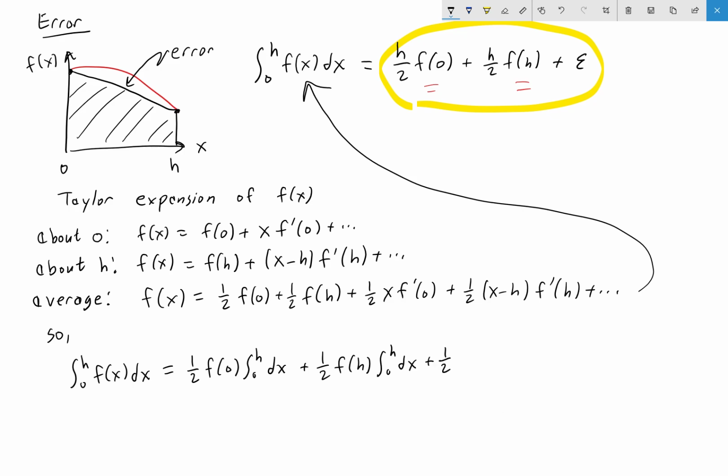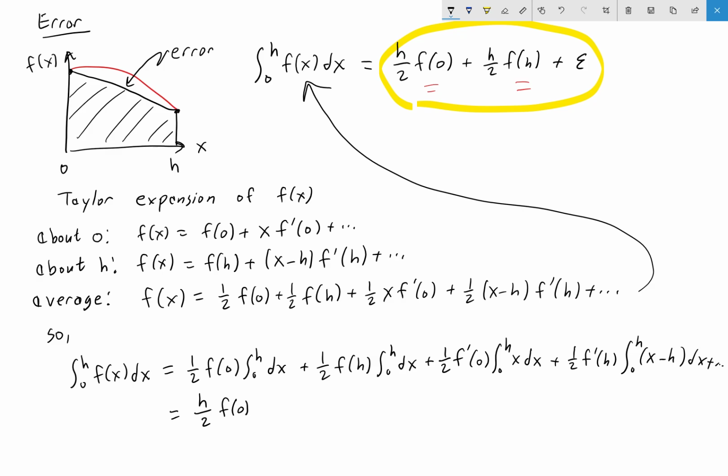Third term, that one has an x in it. So we're going to have a 1/2 f prime of 0, integrate 0 to h x dx, and then the final term, 1/2 f prime at h, integrate 0 to h, x minus h dx, and then plus ... Okay, and then if we evaluate all of these integrations, and they're easy to do, we get an h from the integration, so that gives me an h on 2 f0.